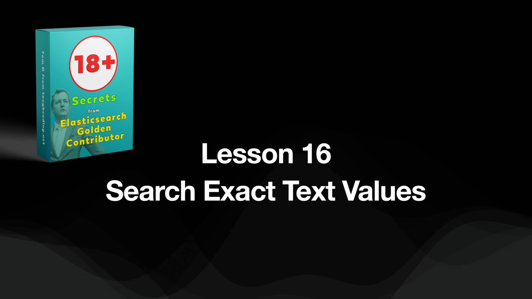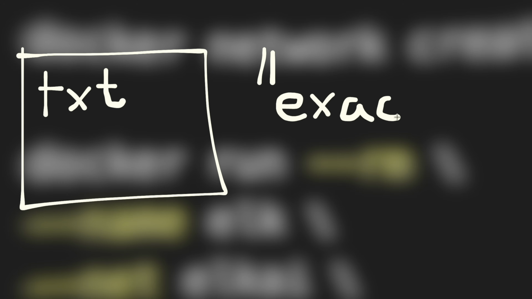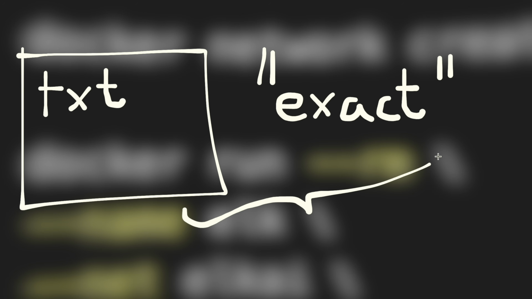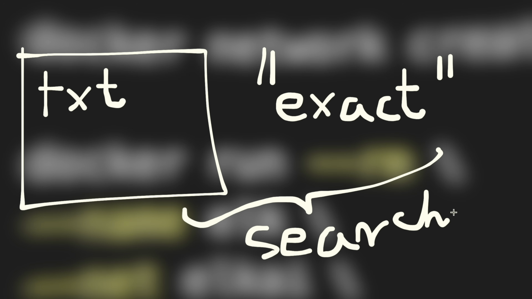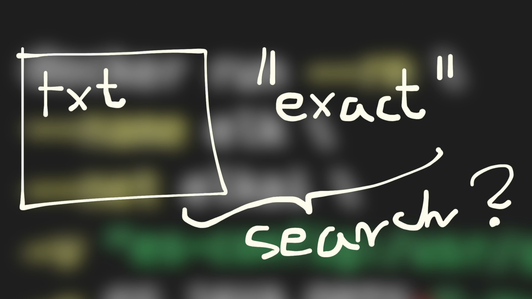In this lesson I'm going to show you how to search exact text values with Elasticsearch. Let's start. Imagine you want to find documents by exact value and you have a text field. Technically you can do term or match queries. The decision depends on the mapping and data you want to search. In this lesson I want to show you how to find an exact match in text fields.